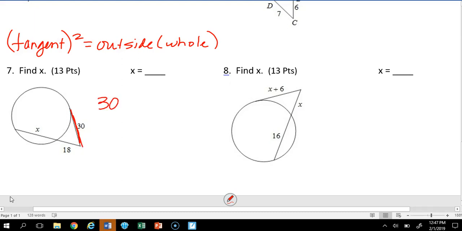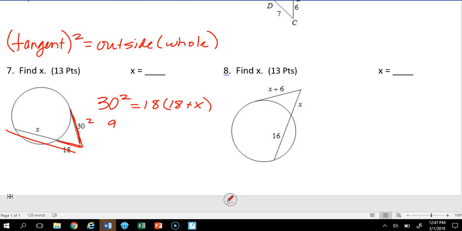So we're going to take that 30 and we're going to square it. And I kind of like to do it there. And then we're going to do our outside again times our whole. So our outside this time is 18 and our whole is 18 plus x. So 30 squared is 900. And this is going to be 18 times 18, which is 324, plus 18x. We're going to subtract the 324 from both sides. That's going to give us 576 is equal to 18x. And then we're going to divide both sides by 18, so x is equal to 32.